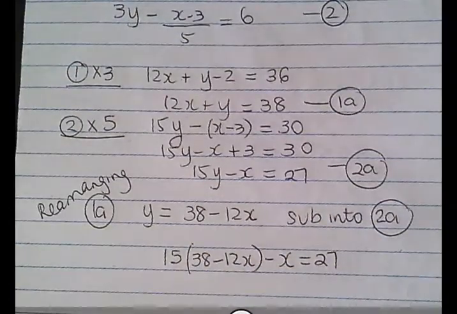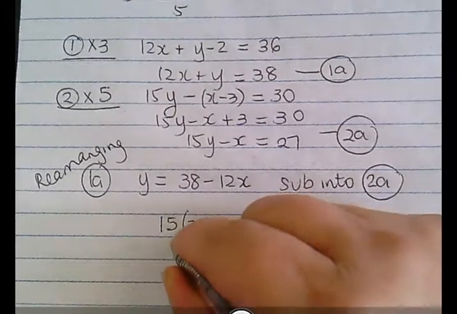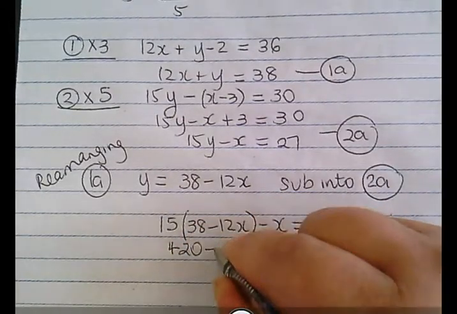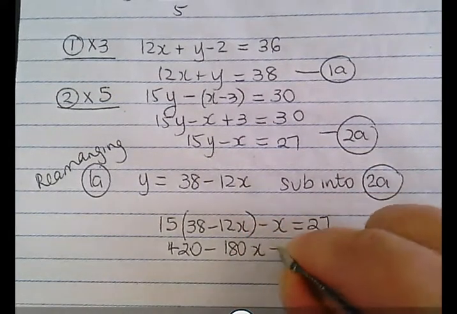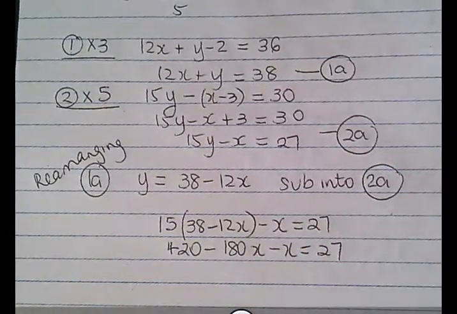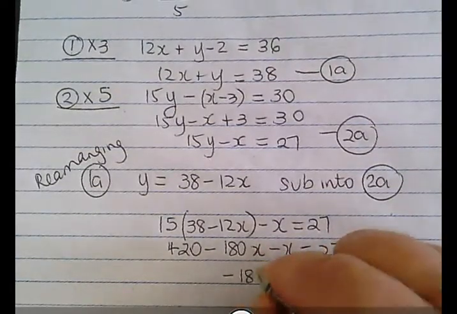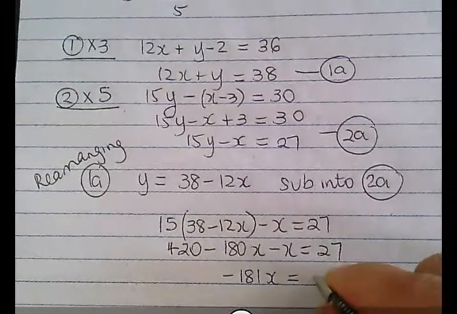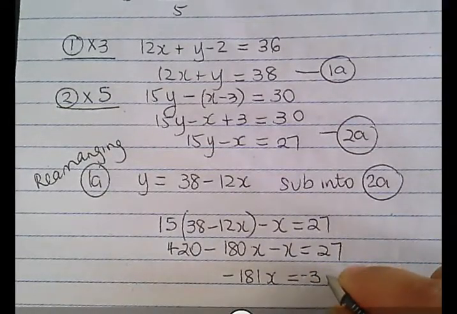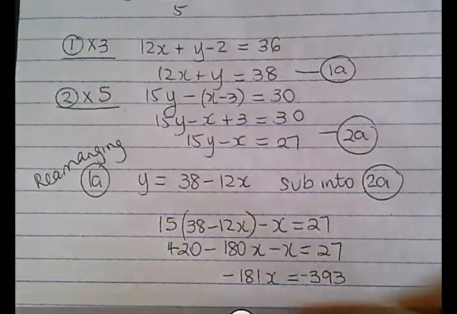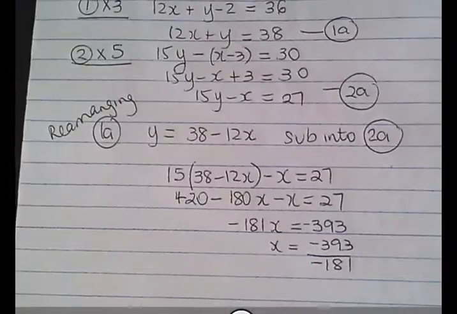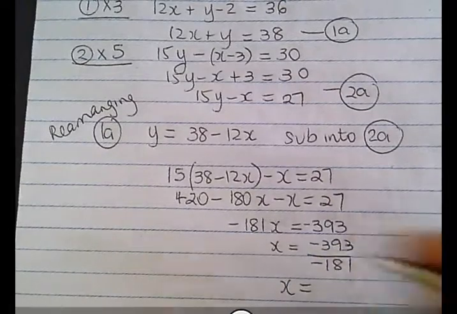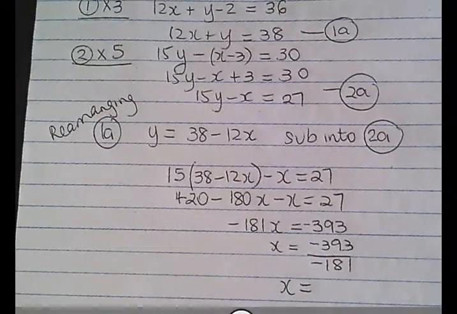I don't know what 15 times 38 is. Anyone? 570. Minus 180x minus x is 27. And then we've got negative 181x is, what's 27 minus 570, that's negative 543. And x is, let's hope it's something nice, like divide by negative 181. Is it something nice? Or is it a fraction? What's the fraction?